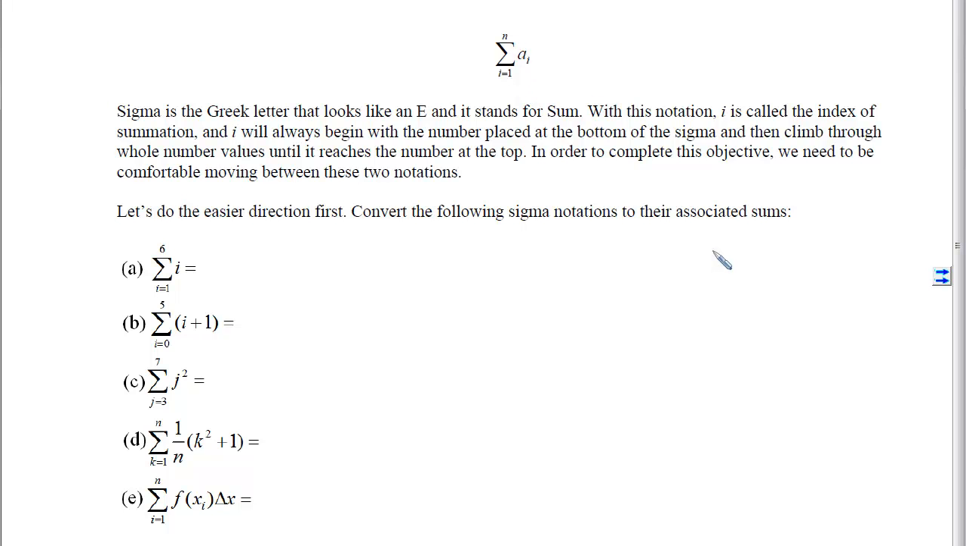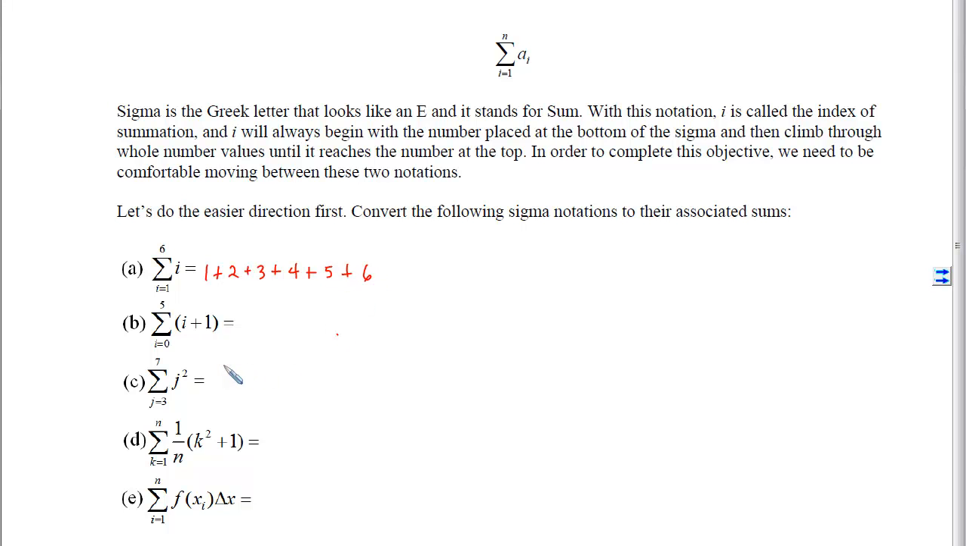So in order to complete this objective, we need to be comfortable moving between the two notations. Let's do the easier direction first, which is where we have it condensed and we want to spread it out. If we look at our first one here, we can see that the index starts at 1 and moves up to 6, and that the index letter i is just what's being added. So if we look at part A, this will simply be a 1 plus a 2 plus a 3. We continue climbing until we get to the 6.